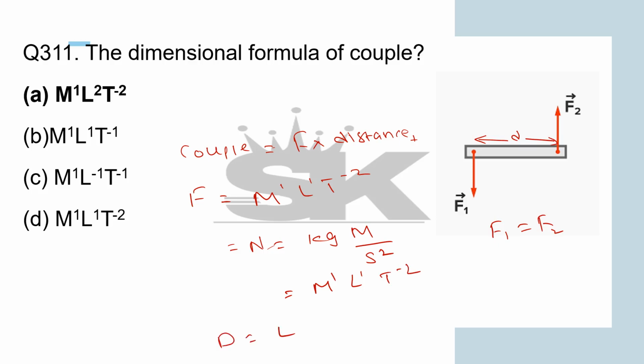By combining these two, couple equals M1. Here L1 is there, here also L1 is there, right? So L square, not square, L2. T power minus 2. So that's option A.